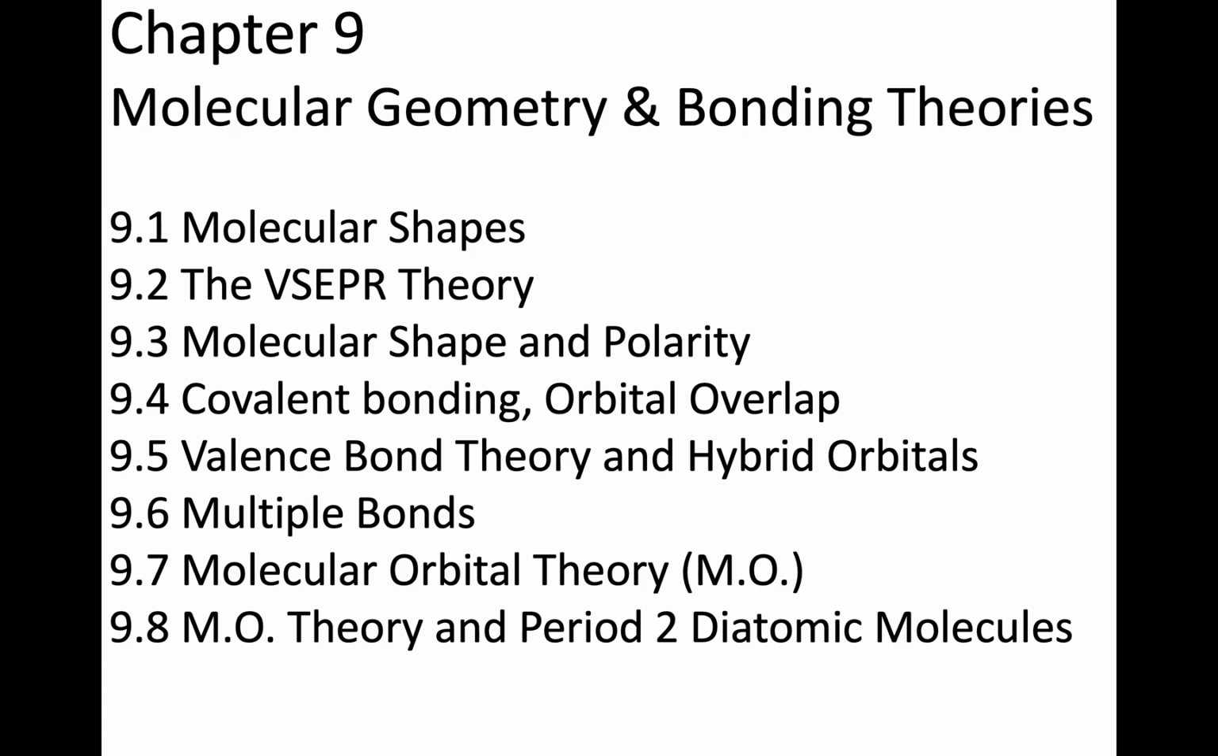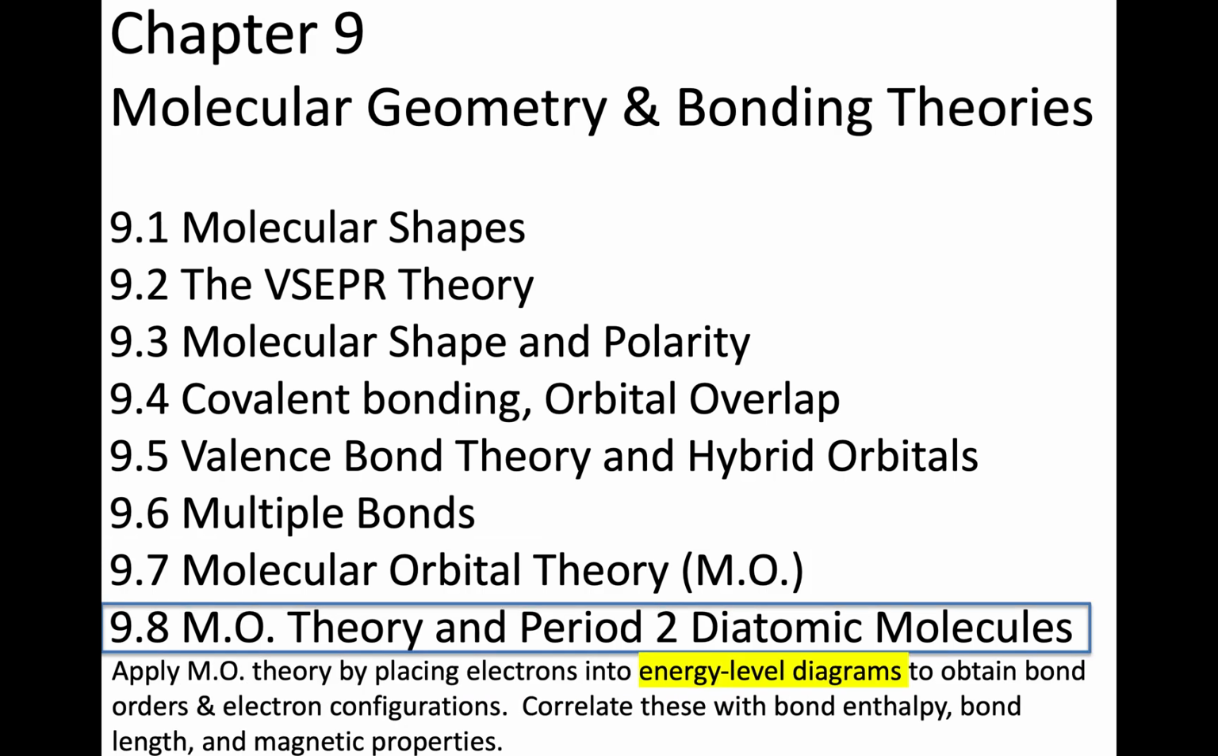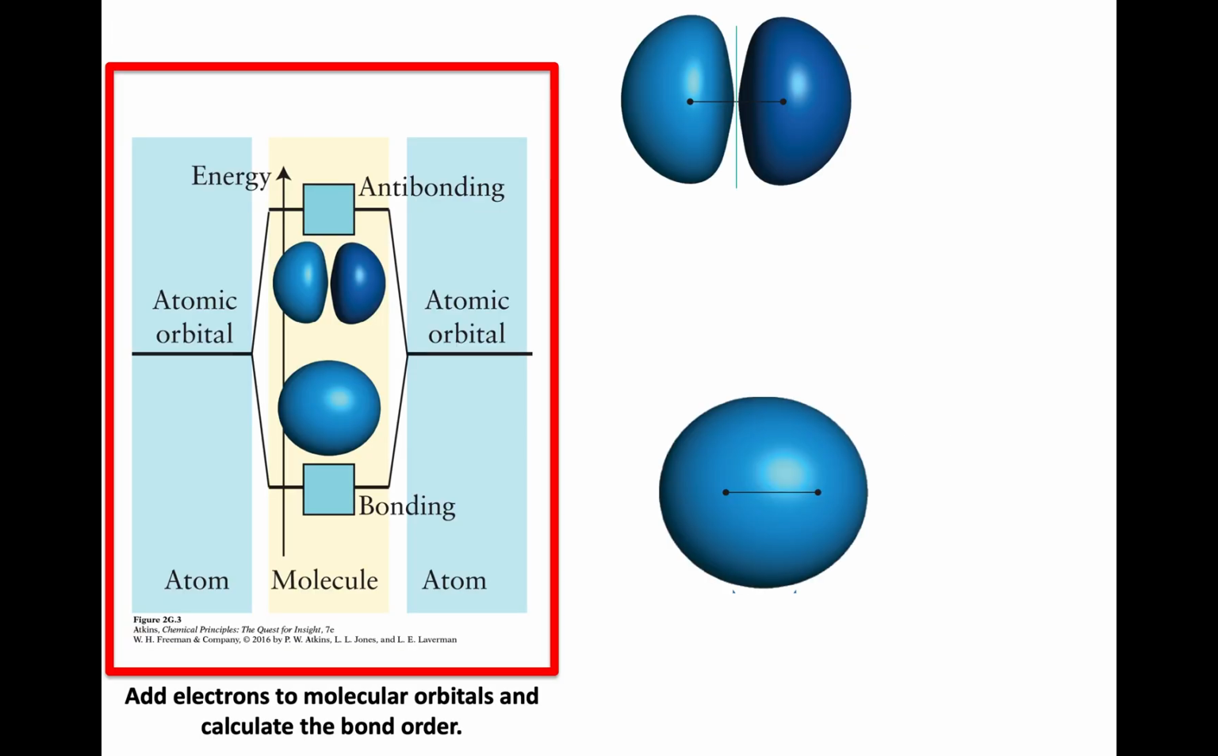Within this video, we're looking at ideas involving molecular orbital theory. Within 9.7, the idea of molecular orbital theory was introduced. We learned about bonding and antibonding molecular orbitals and their notation, leading to sigma and pi molecular orbitals, sigma and pi antibonding molecular orbitals. We saw that we could populate energy diagrams, use that to obtain information about the bond order, and begin to connect these to properties like bond enthalpy, bond length, and also magnetic properties.